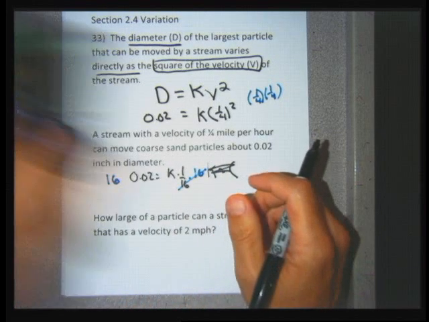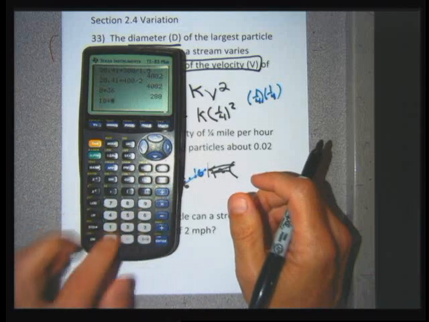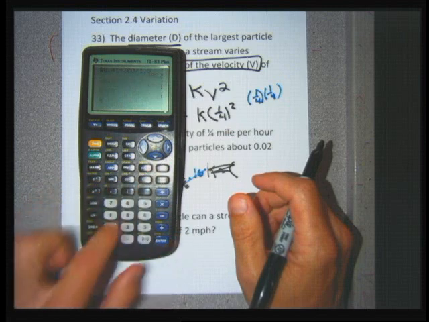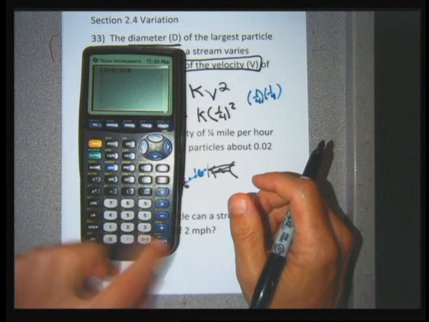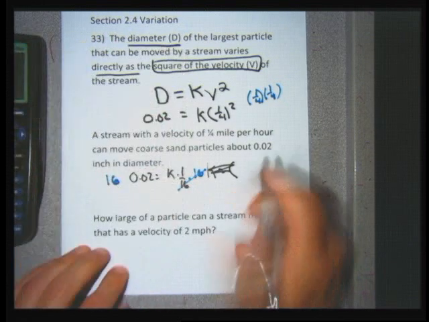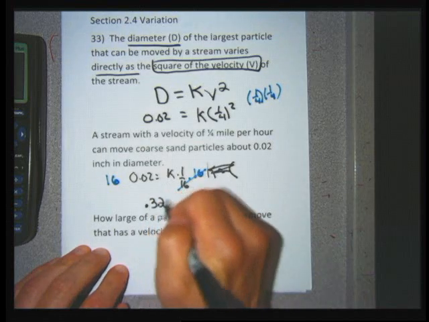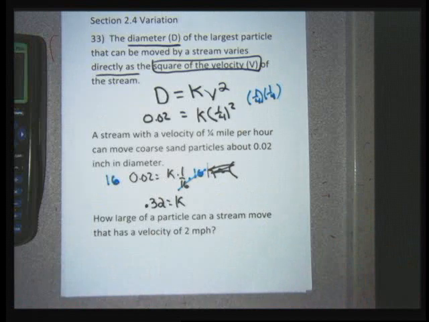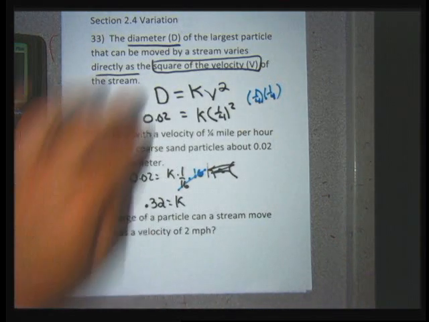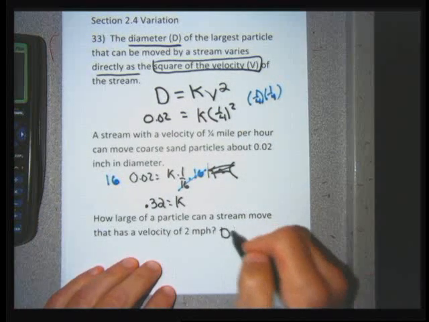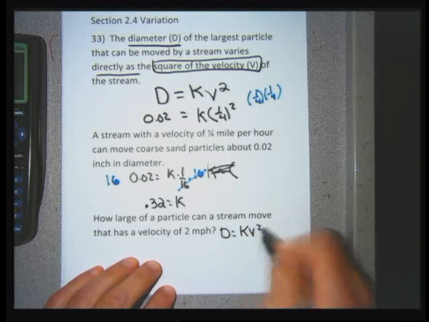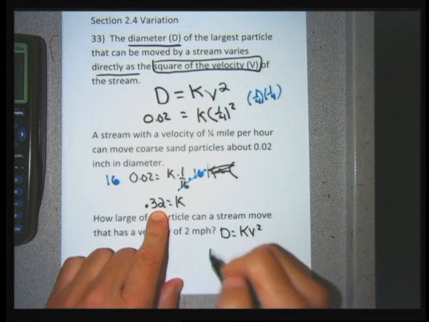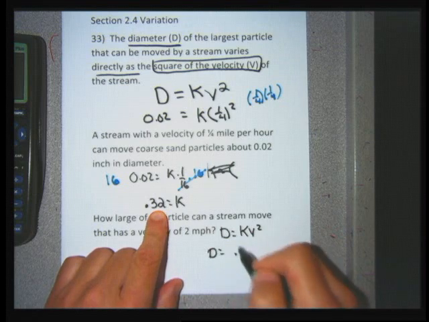So I'm going to get 16 times 0.02, and that's 0.32. It's okay to have a k as a decimal because I have decimals in the problem. So 0.32 is the k for this problem. Now I'm going to use the formula d equals kv squared and answer the question. I'm going to plug in 0.32 for k.